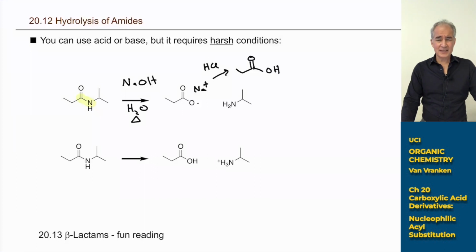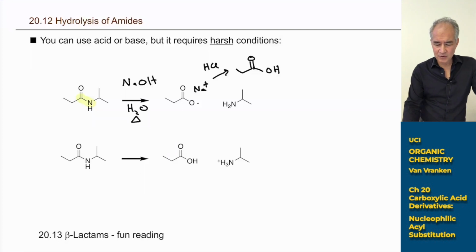Now the other product of this reaction doesn't need any sort of treatment to make it neutral. The other product is the neutral amine. That's this thing down here. So if you're trying to get your hands on the amine, you don't need any special workup. You just extract the amine directly into an organic solvent. And by the time we get to chapter 23, you're going to be all about those amines, making amines and using amines.